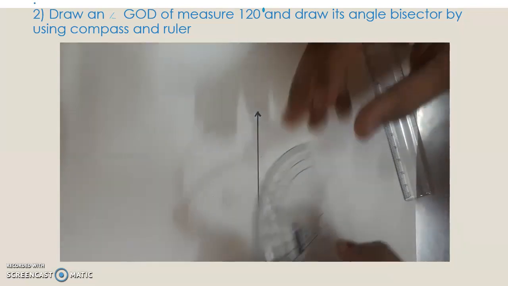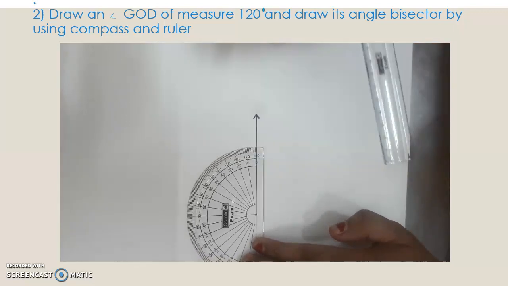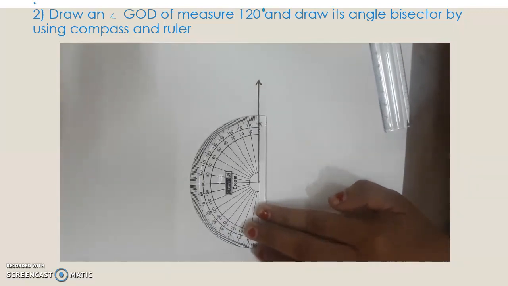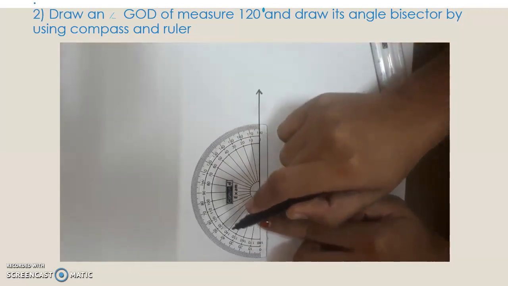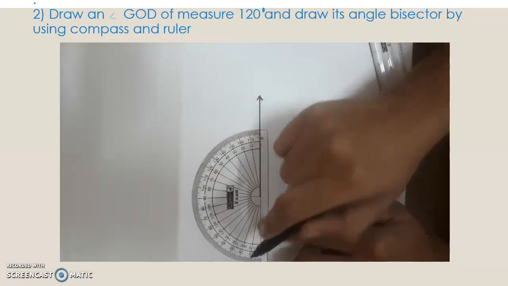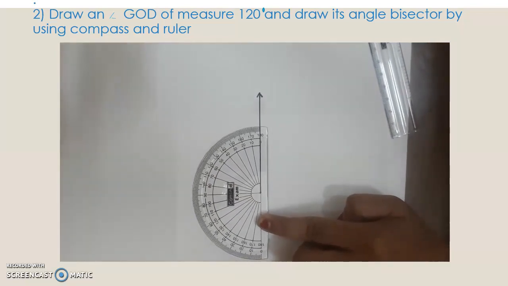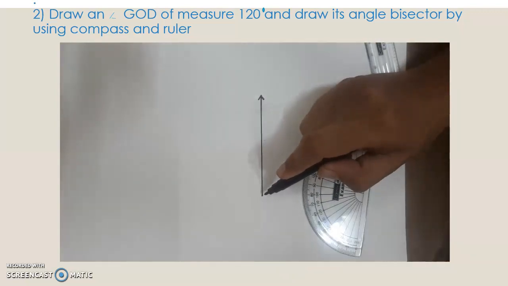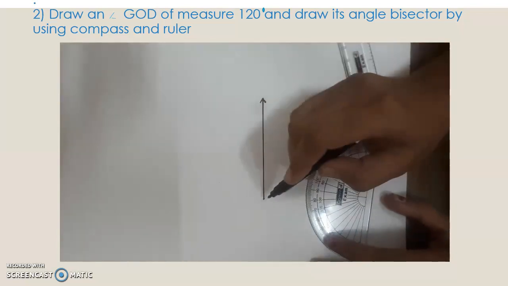Now as we have to draw angle GOD of measure 120 degrees, as we know, on a protractor we have certain numbers mentioned below and some numbers mentioned up. So many students are always confused about which numbers we have to use while constructing an angle. So this point is the vertex of the angle. So this vertex is towards the right side of my hand.